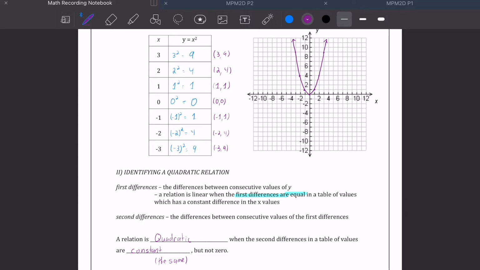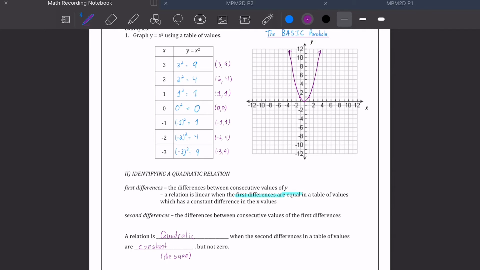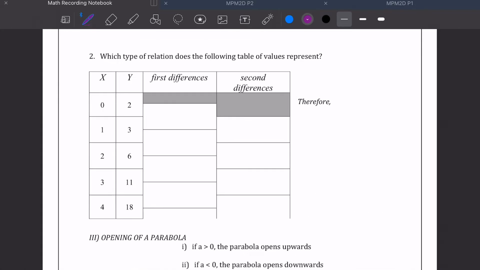So let's try a couple of these out as an example, because words are great, but that might not translate into something that we can understand. So here we have a table of values. What we're going to do is take this one and subtract it from the one above. That's going to give us 1. We're going to do the same thing again. 6, we're going to subtract the previous one, 3, which gives us 6 minus 3 equals 3.